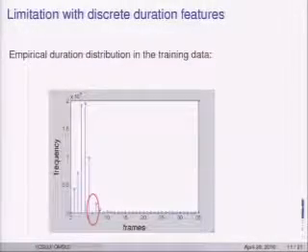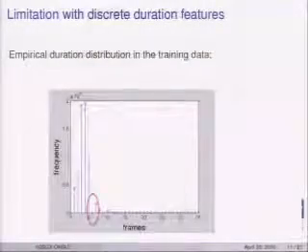However, representing the duration in this case has a limitation. So consider, for example, that this distribution models the duration of a state in the training data. And as you see, the state with the duration 6 doesn't have any occurrence in the training data. So if we model the duration with a continuous distribution, we can apply some kind of smoothing and avoid this.